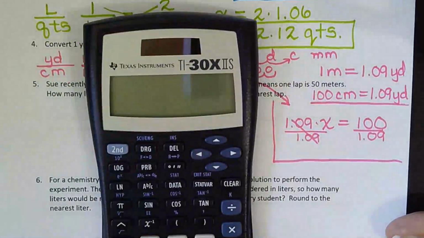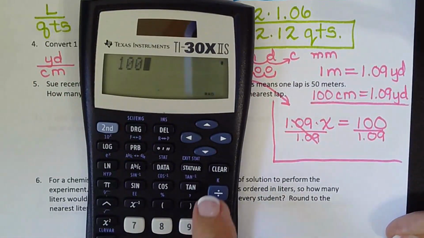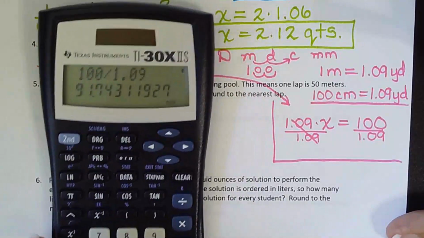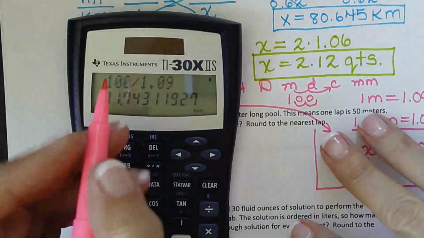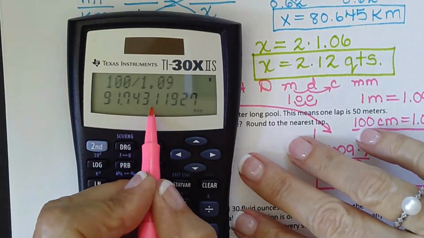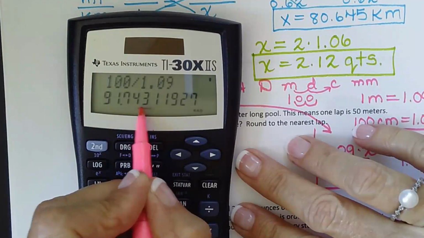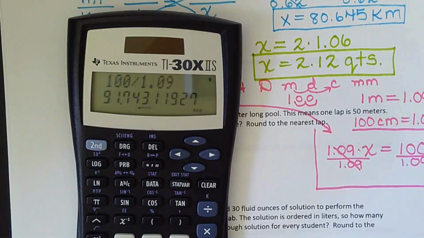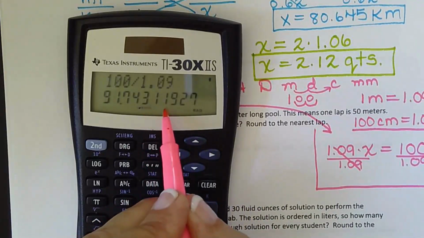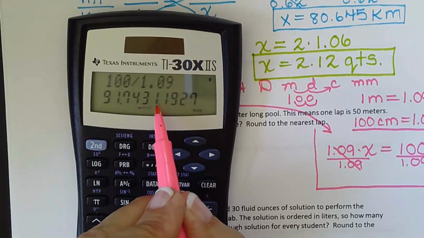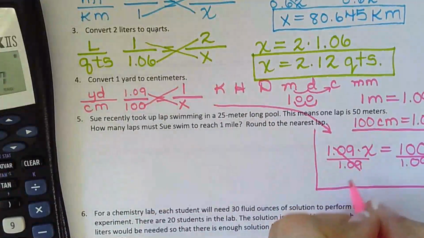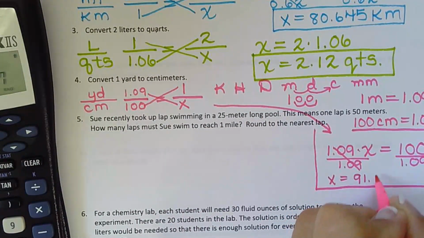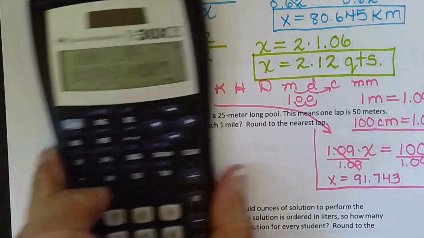And that gives us 100 divided by 1.09. And remember it says thousandths, so underline the thousandths place. Tenths, hundredths, thousandths is 3. And I asked myself, does it stay 3 or become 4? 3 followed by a 1 says keep it 3. So 91.743. So x equals 91.743. Let me just check that I copied that right.